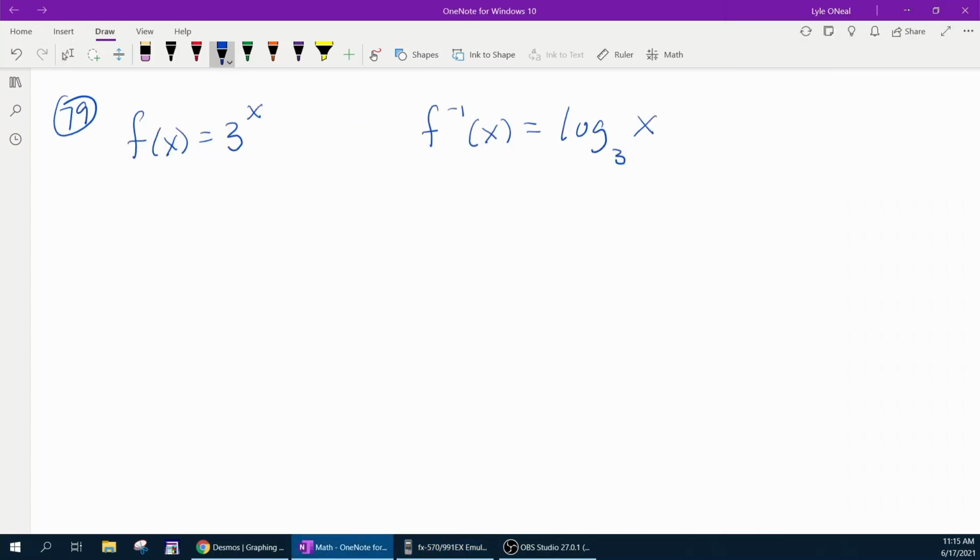Next, number 79. It says graph the function and its inverse using the same set of axes. That means in the same coordinate system. Use any method. And so the method I'm going to prefer to demonstrate this is Desmos. Although you're not allowed to use Desmos on your exams, I'm going to use Desmos to give you a better visual understanding, first of all, of how these graph, but secondly, what it means that they're inverses.